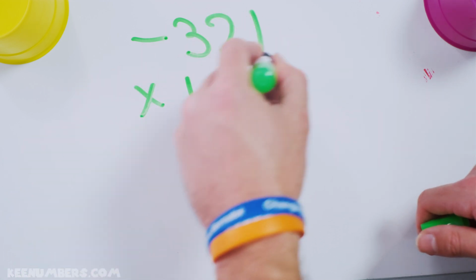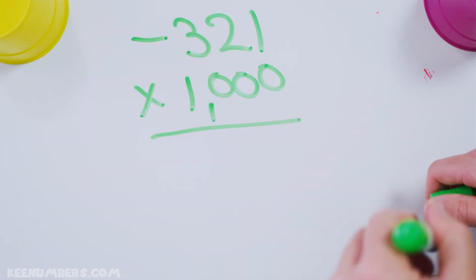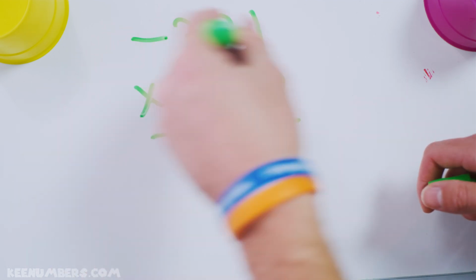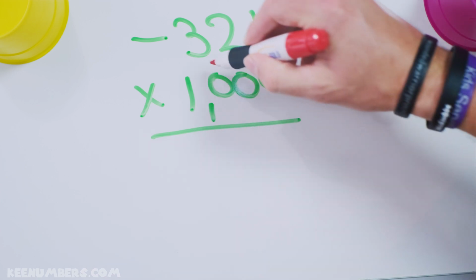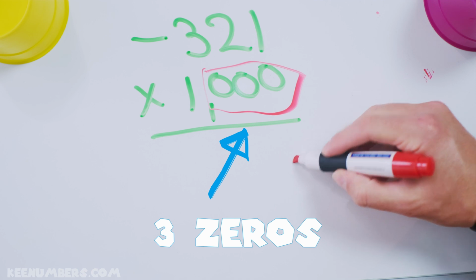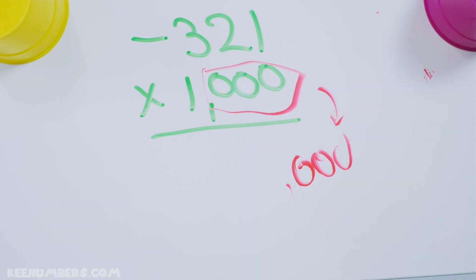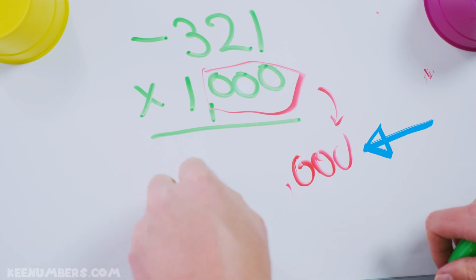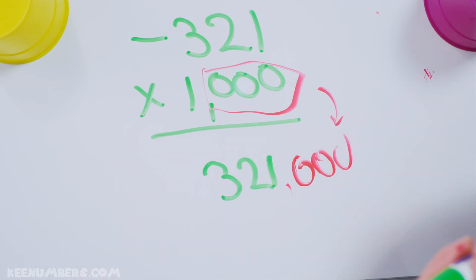Let's multiply this turkey by 1,000. Never mind that that's a negative. It's basically just -1 times 321. You're still gonna add these 3 zeros here. Look at that. You got 3 zeros, so you're gonna tack them on to the end. Don't forget your comma to separate every third digit, and you're gonna have another Christmas tree. 321,000.